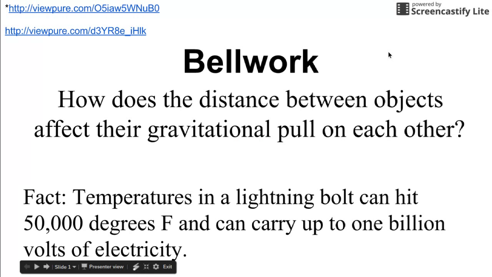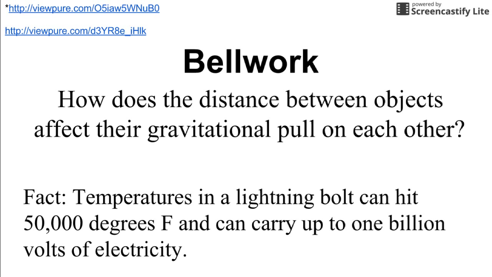Our Pell work for today asks how the distance between the objects affects the gravitational pull on each other. So we've completed the gravity gizmo and we have worked on the gravity notes. And at this point, we should know that as the objects get closer together, they have more gravitational pull, and as you get them farther apart, they have less gravitational pull.